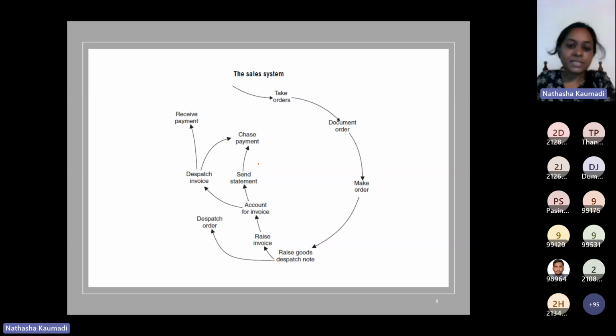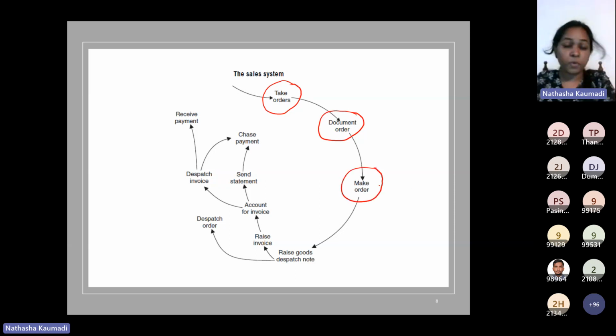In order to understand this process, you have to do what? A system study. You need to study the system first. Then you can understand the process. Okay. So in this one, which is a sample process, the sales system starts with taking the order. The organization takes an order and then documents the order. You have sales orders because we are taking orders in different ways. So you are documenting this order and then you make the order.